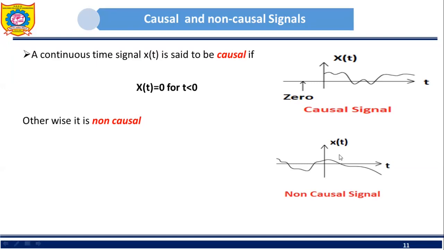And consider this another example of signal. For this signal, what is the value of x of t? Whether x of t is 0 for t less than 0? No, x of t is not 0. Here x of t has some positive or negative value. X of t has either positive or negative value for all values of t which are less than 0. So that's why this signal should be considered as non-causal signal. Similar condition is applicable to discrete time signal also.